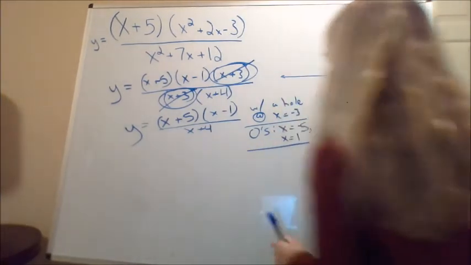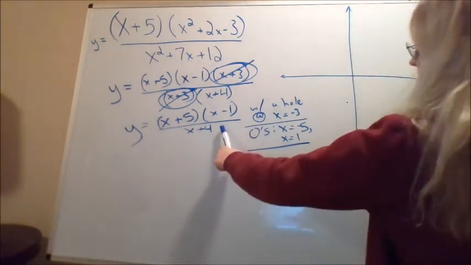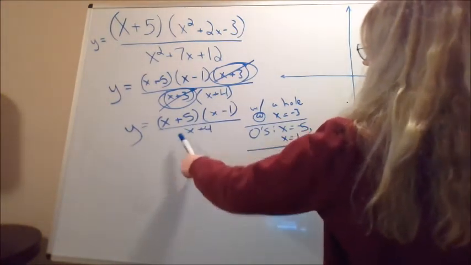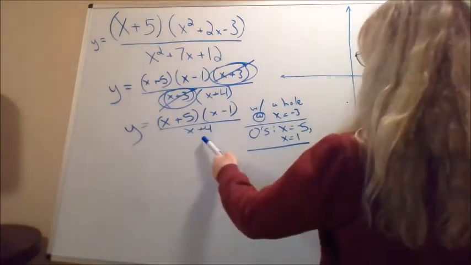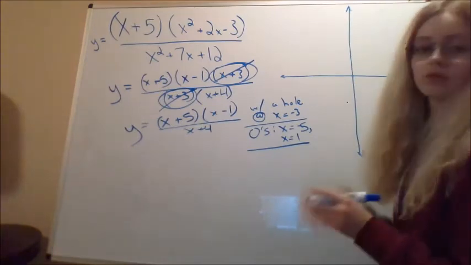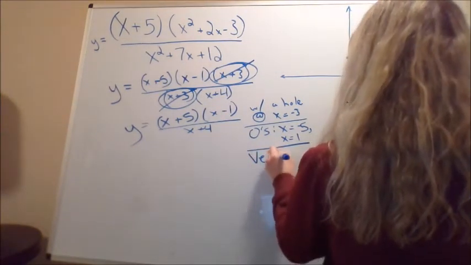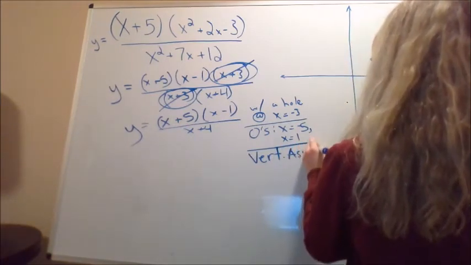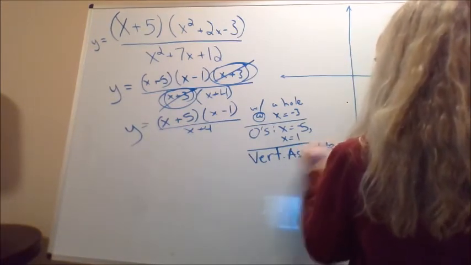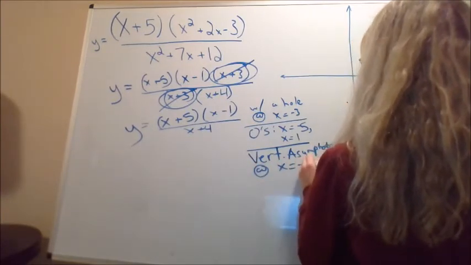Alright, next step, let's find the asymptote. So vertical asymptote, we look at the denominator and see when is the denominator equal to 0. And the denominator is equal to 0 at x equals negative 4. So vertical asymptote at x equals negative 4.